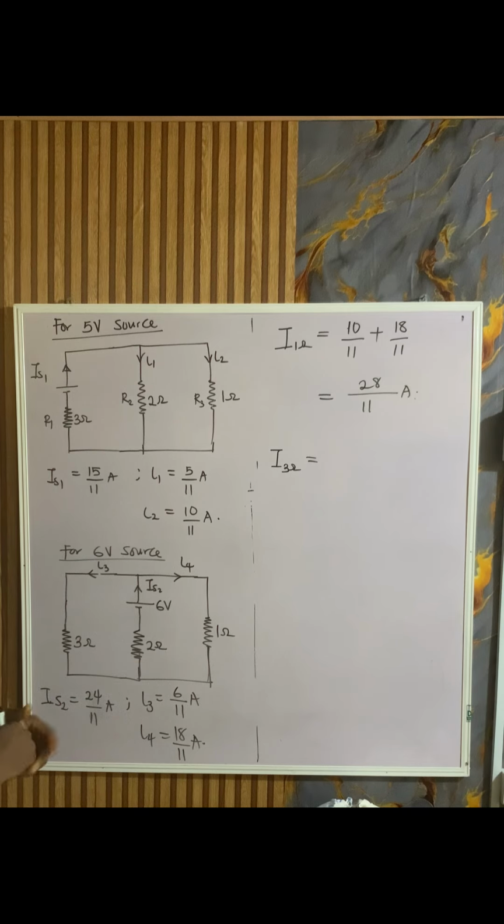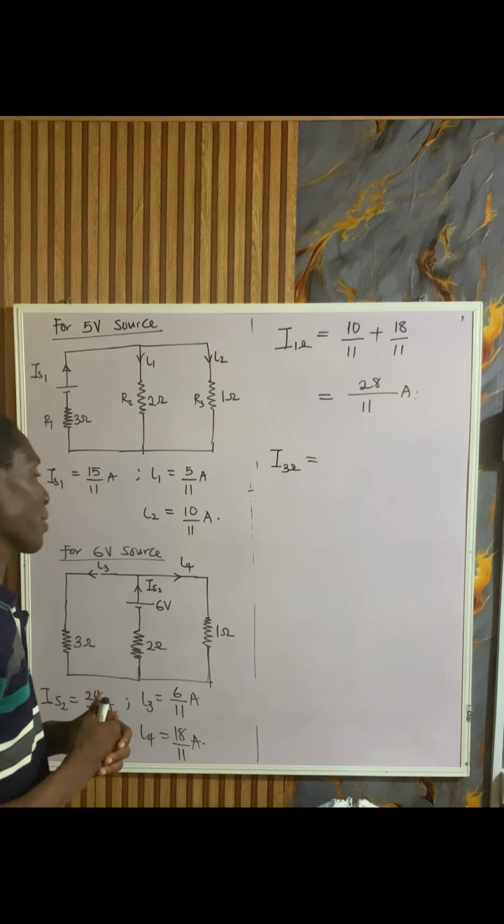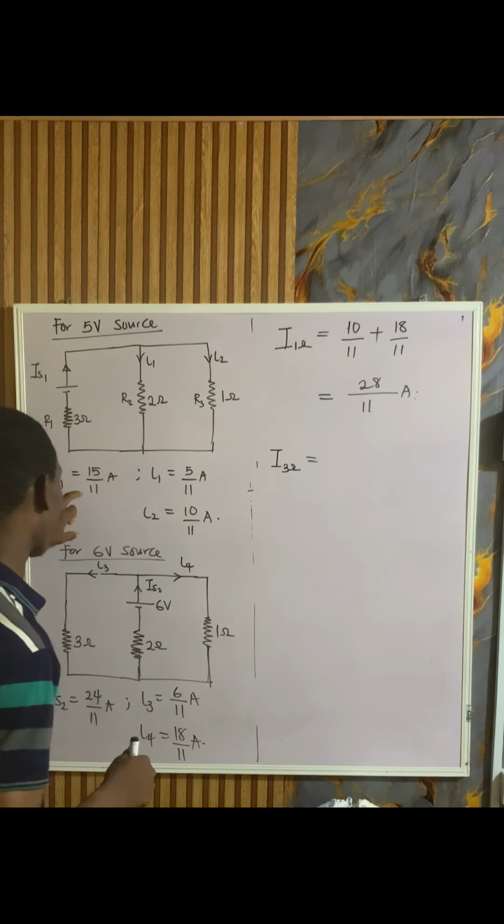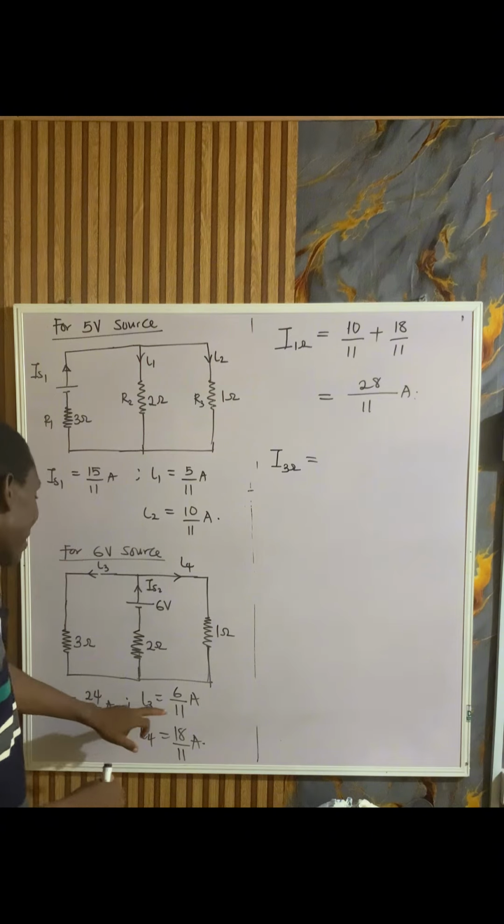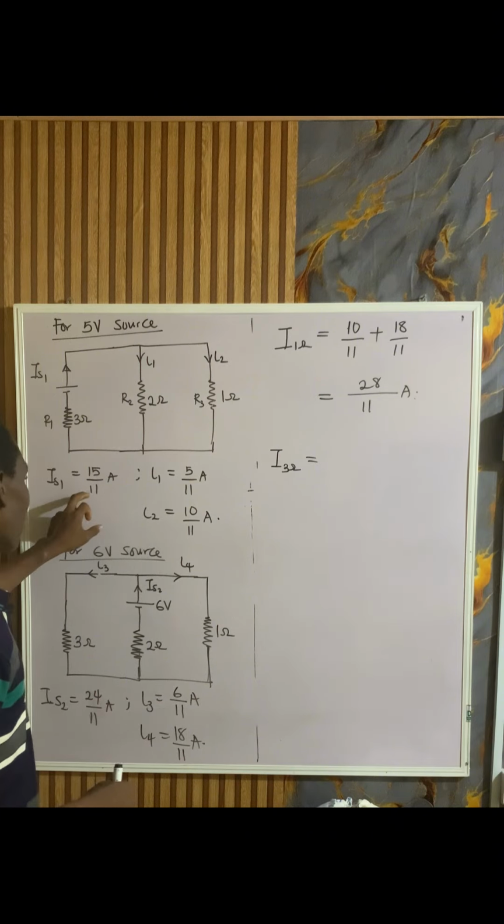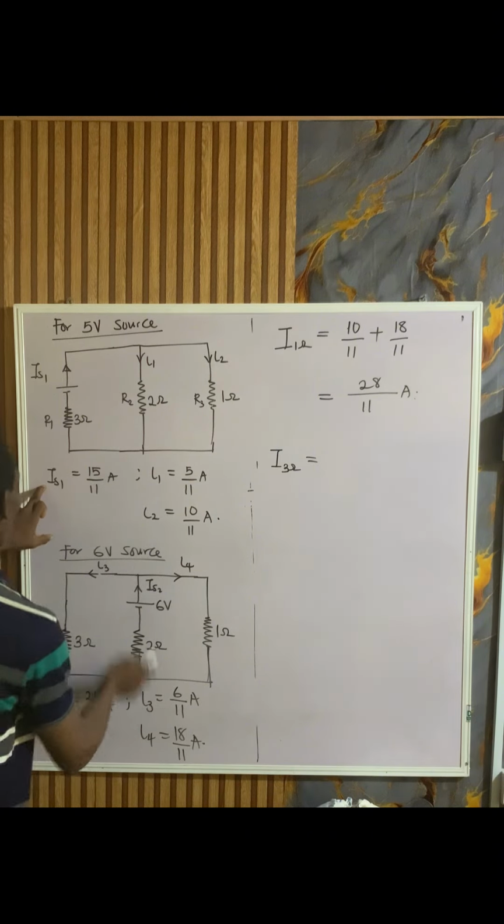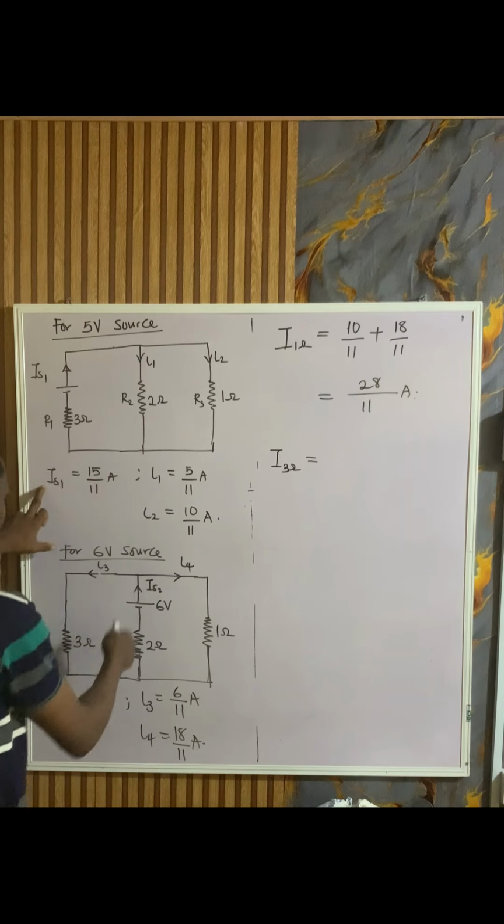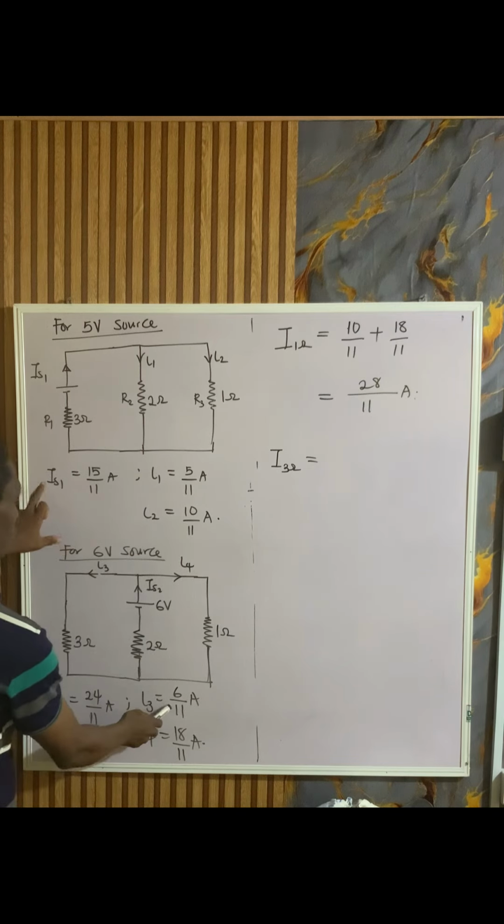But if we look carefully now, I source 1 flows upward through this 3 ohm resistor, while I3, because of the 6 volt source, flows downward. They are in opposite sense, so I need to subtract. How do we do the subtraction? The bigger one minus the smaller one. I source 1 is bigger than I3, because I3 is 6/11 and I source 1 is 15/11. I source 1 and I3 are what flow through this part. In the first one it is I source 1, in the second one it is I3. So I'm going to subtract them.